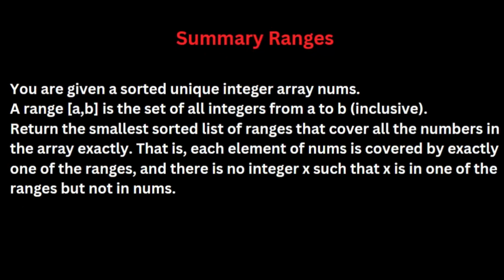The range a, b is the set of all integers from a to b, where a and b are inclusive, and we return the smallest sorted list of ranges that cover all the numbers, as I have discussed. Each element of nums is covered by exactly one of the ranges, and there is no integer x such that x is in one of the ranges but not in nums. So there is no such x.